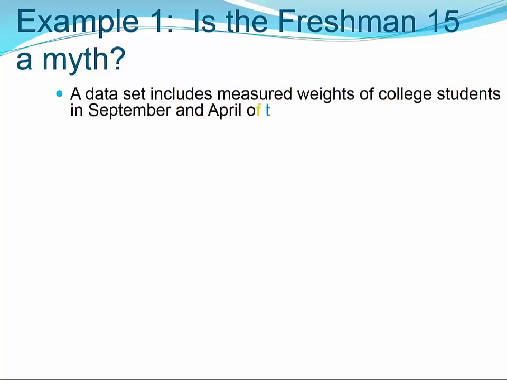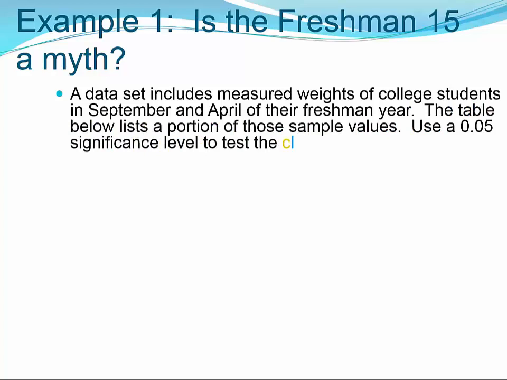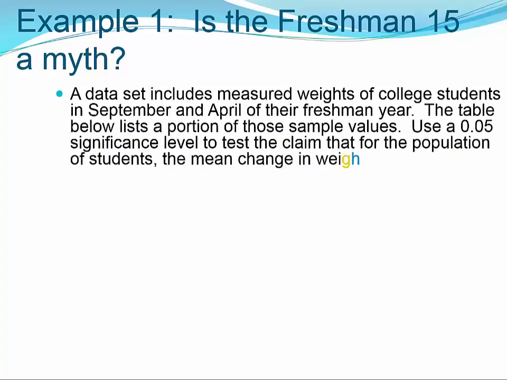For example 1, we're going to look at research involving the freshman 15. A data set includes measured weights of college students in September and April of their freshman year. The table below lists a portion of those sample values. Use a .05 significance level to test the claim that for the population of students, the mean change in weight from September to April is equal to 0 kilograms.